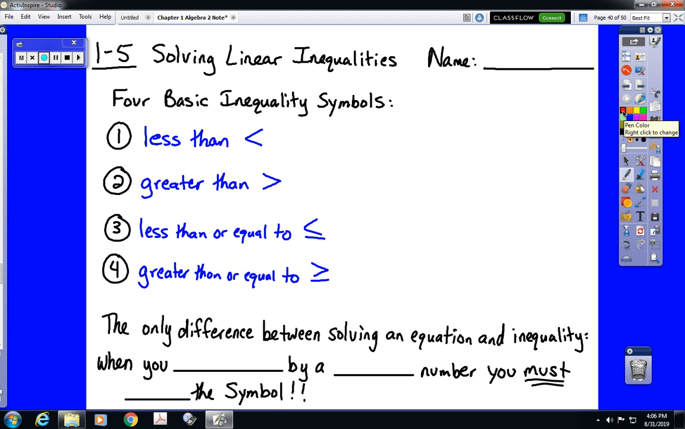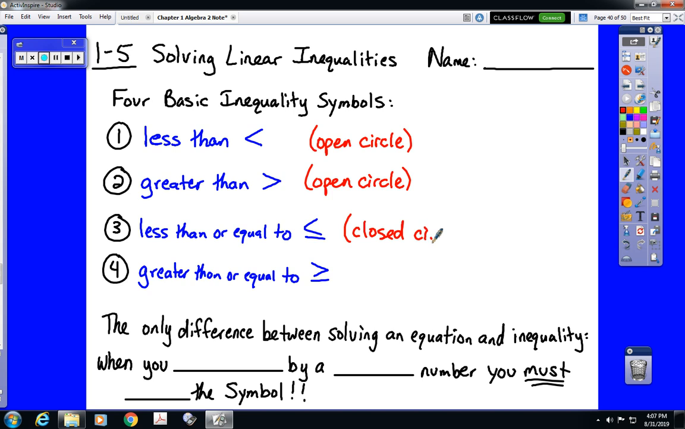Remember that when we're putting them onto the number line, these two symbols represent an open circle because that value, whatever it is, is not included in the answer. And these two are closed circles on the number line because the value itself is part of the solution set. So keep that in mind, because one of the things that will be different is you will be required to graph your answer on a number line.